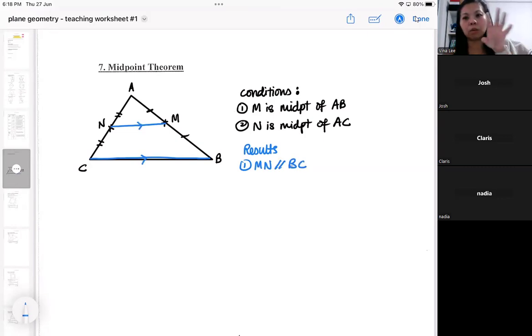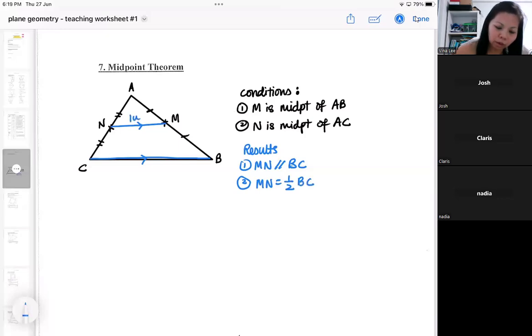If I got these two ingredients, you can think of it like ingredients. The midpoint on the right side and the midpoint on the left side are like ingredients. If you have these two ingredients in a triangle, then I will have two results. One of the results will be parallel, and the other result is that MN is actually half of BC. That means this is 1 unit, this is 2 units. The result is what comes out of the ingredients. If you think about baking, you got baking ingredients, so the result is cupcakes.